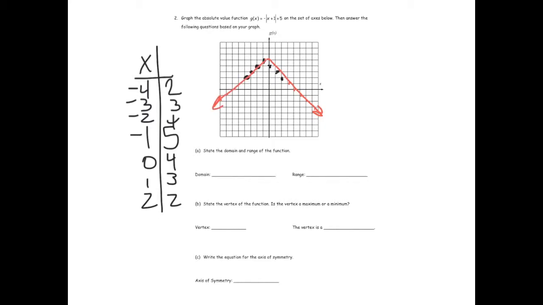All right, so state the domain and range of the function. Domain and range is always going to be what? These arrows on the end from left to right. This is pointing all the way to the left, this is pointing all to the right, so that's going to be all reals.